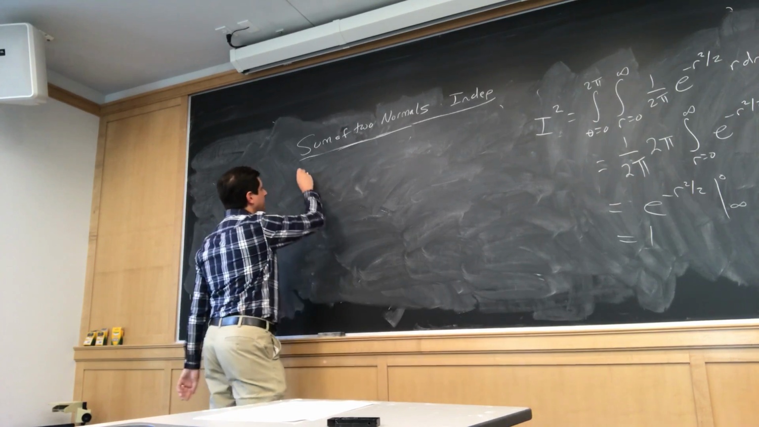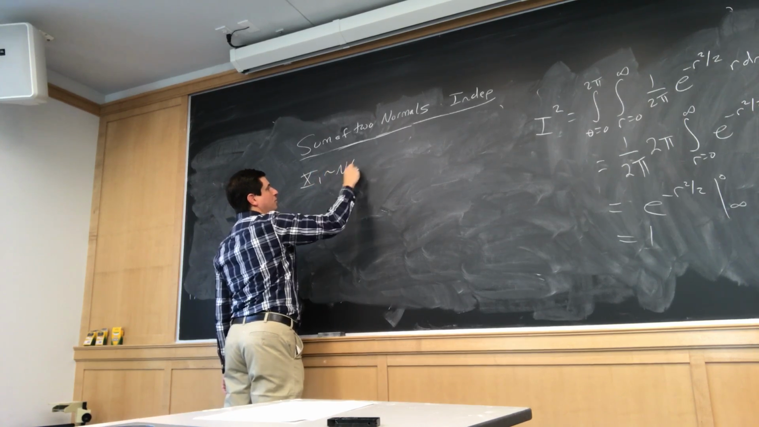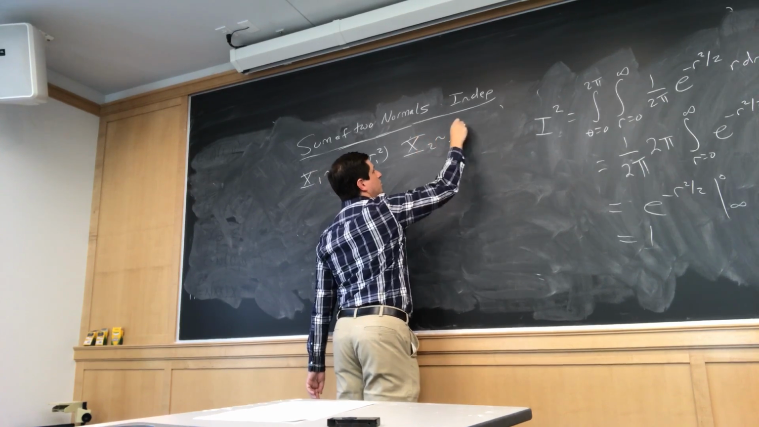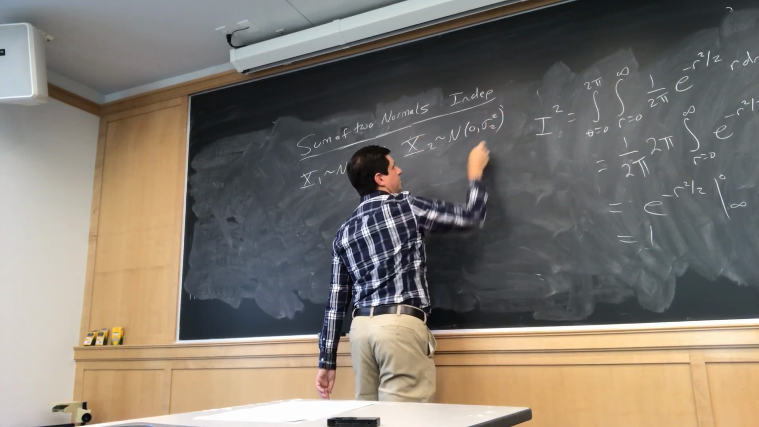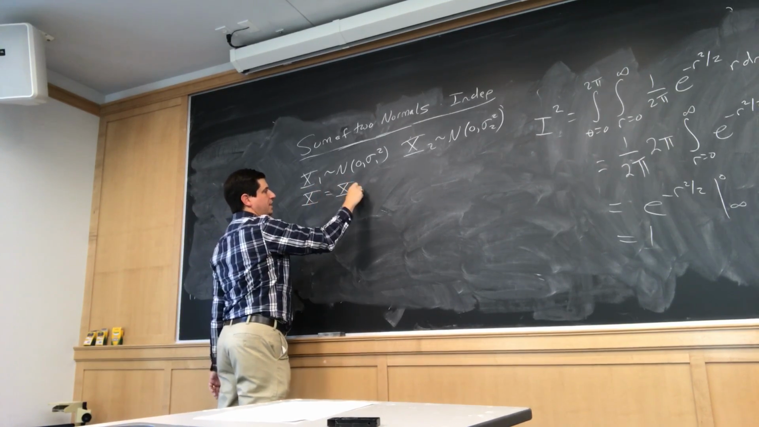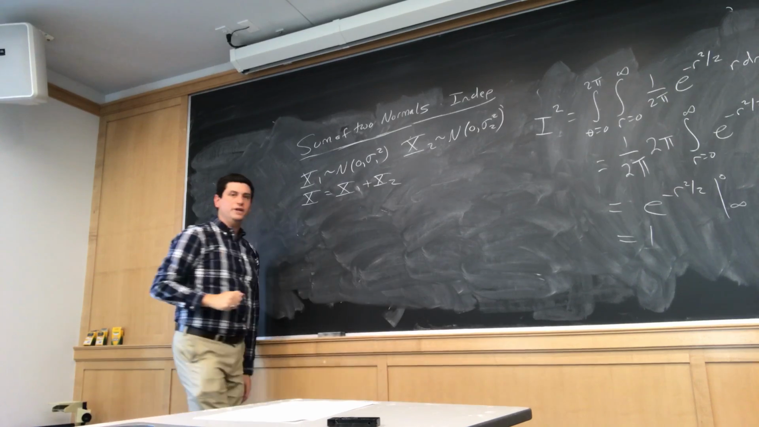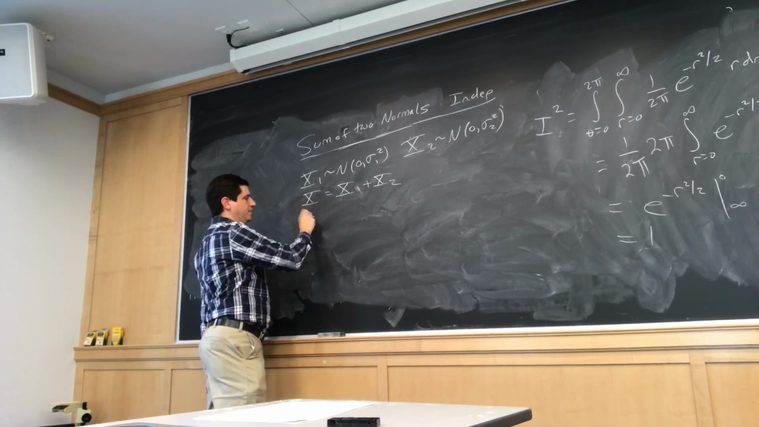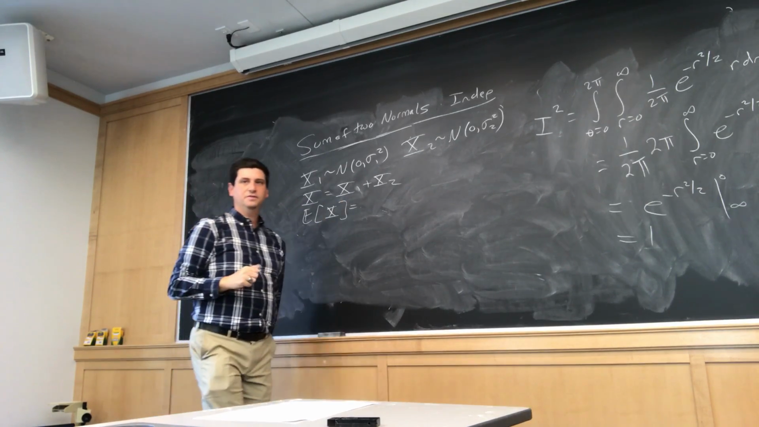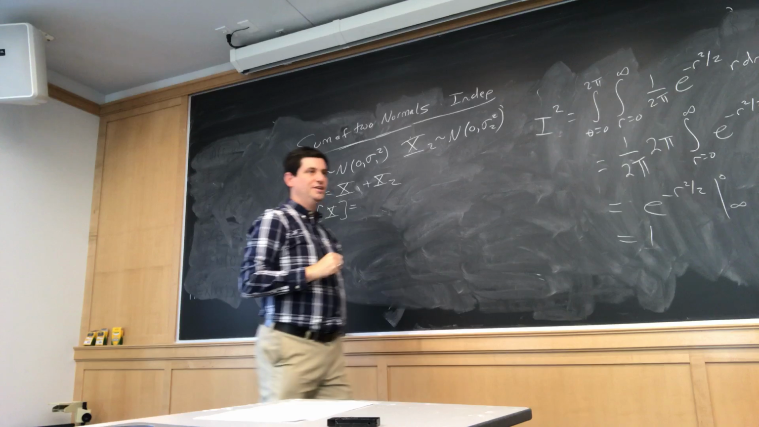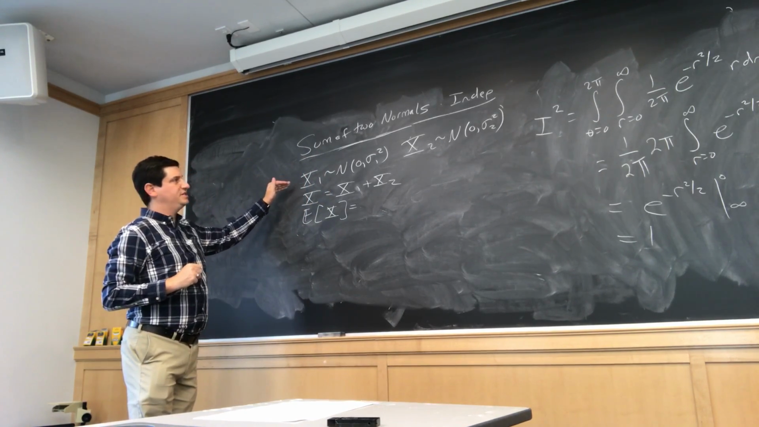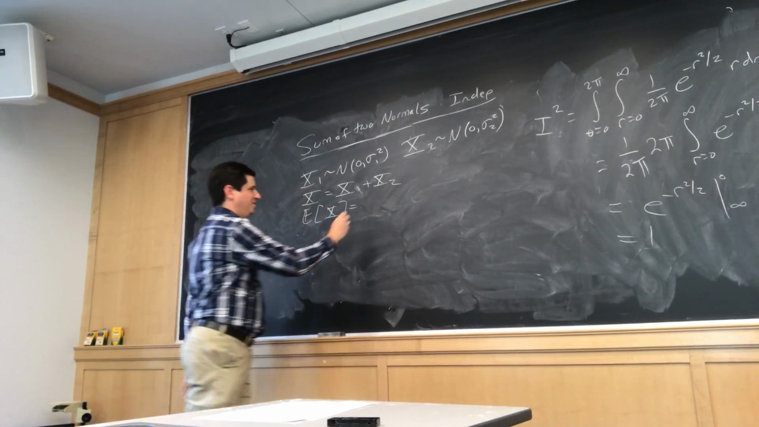So I will assume x1 is normal with mean 0 and variance sigma 1 squared, and x2 is normal with mean 0 and variance sigma 2 squared. We'll let x, as before, be x1 plus x2. Now we know a lot of things about x. What's the expected value of x? The expected value of x1 plus x2. They're both normals with mean 0, so it would be 0. Excellent.